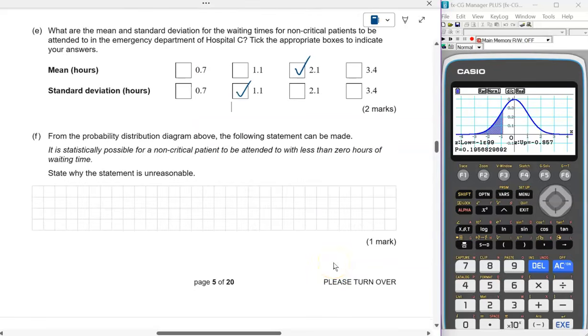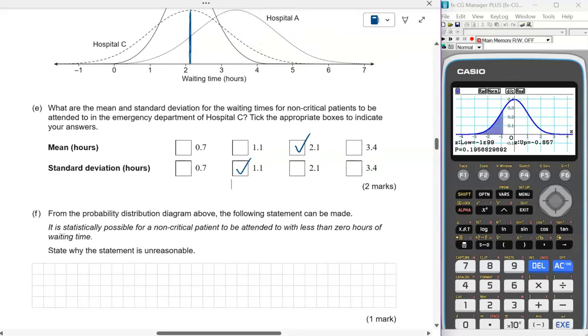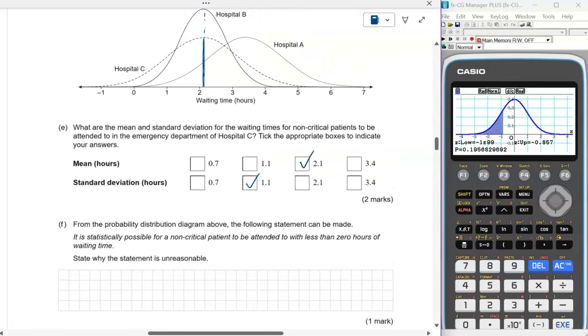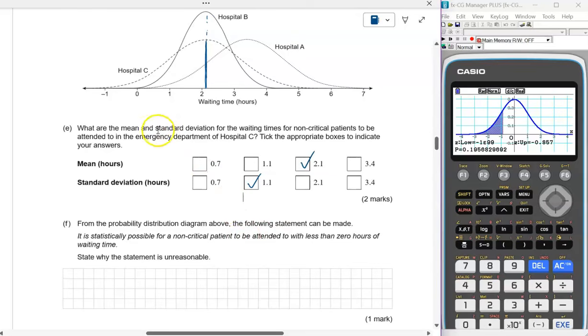The last part here says, from the probability distribution diagram above, the following statement can be made. It is statistically possible for a non-critical patient to be attended to with less than 0 hours of waiting time. And in fact, if you look at Hospital C, you can see that this section here represents waiting time of less than 0 hours. Okay, so it says state why this statement is unreasonable. Now, it's unreasonable because we can't have a waiting time less than 0. Okay, so that's pretty much it for the mark there.